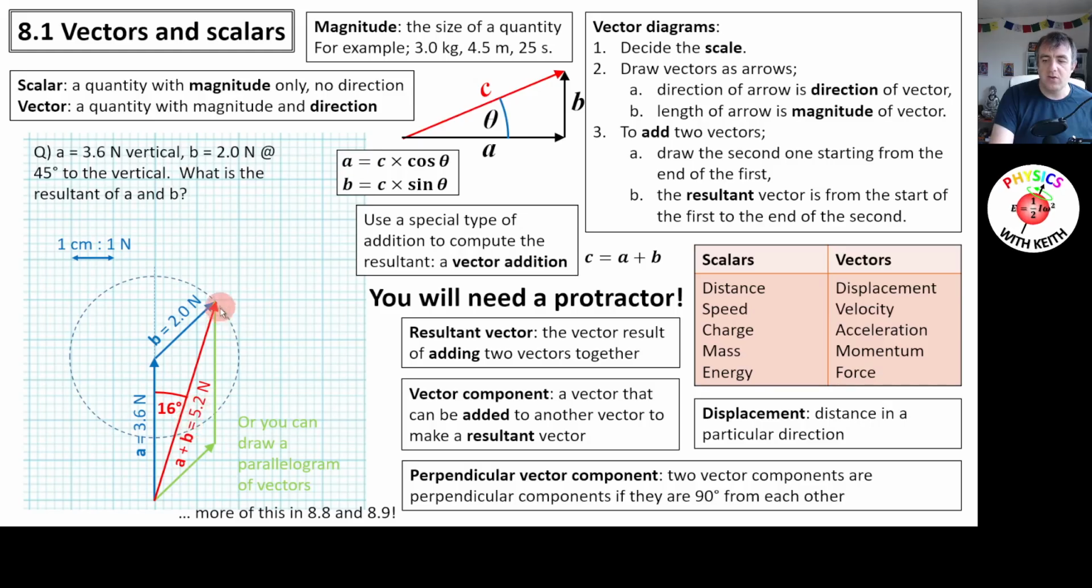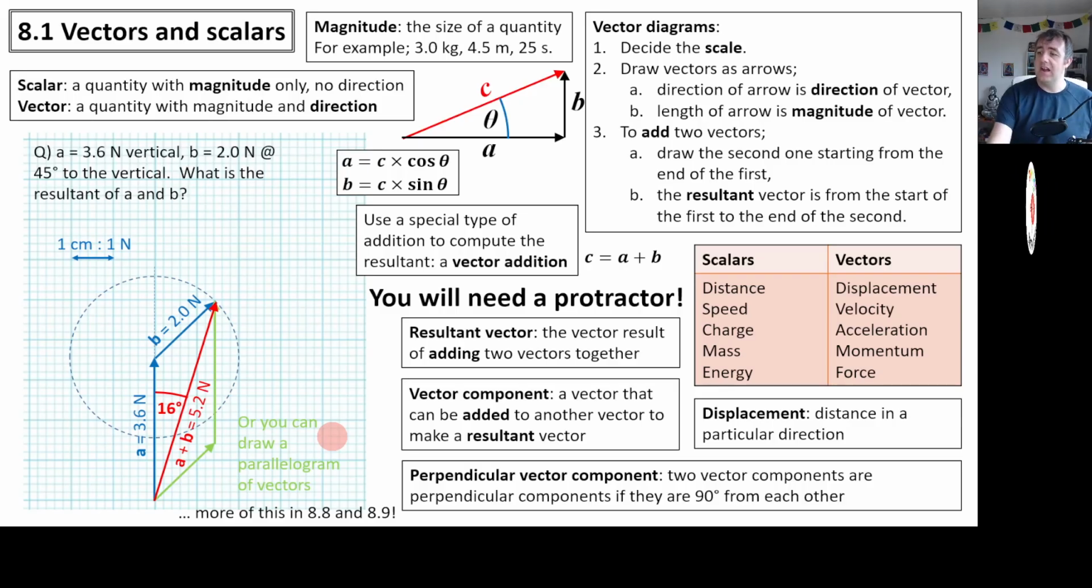Its length is 5.2 centimetres. I measured it with a ruler. And 1 centimetre represents 1 newton. So that's 5.2 newtons. That's the resultant vector. That's the resultant force. But force is a vector, which means I must give a direction. So I get my protractor out and I measure this, and it's 16 degrees to the vertical. So my answer is 5.2 newtons, 16 degrees to the vertical.